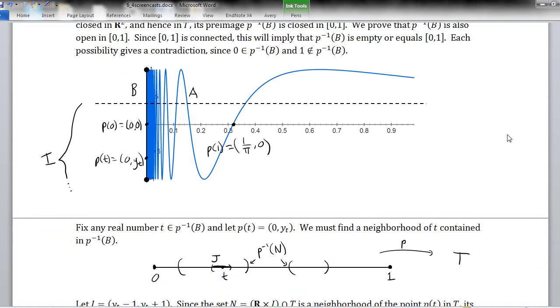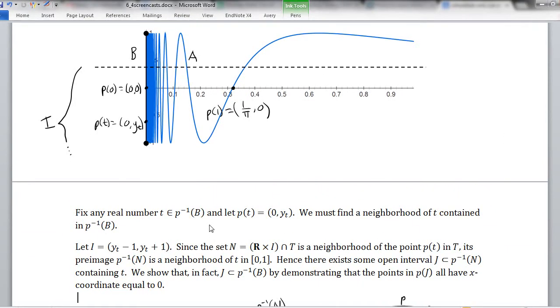So let's give that a try. To prove that the preimage of B is open, we're going to fix any real number t in it, and we have to find a neighborhood of that t which is contained in the preimage of B. Now if t is in the preimage of B, then P of t is in B, as I've illustrated here, and that means that the x-coordinate of P of t is 0, and the y-coordinate is, let's call it y sub t, whatever it is. Now what does it mean intuitively that the preimage of B is open? In other words, that we can find a neighborhood of t contained in the preimage of B.